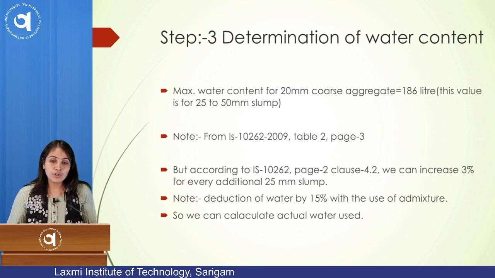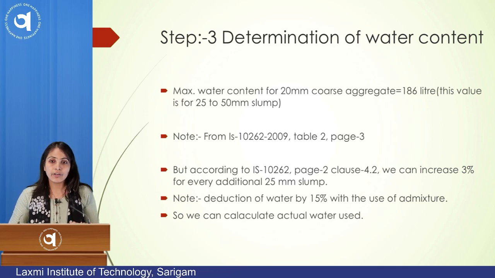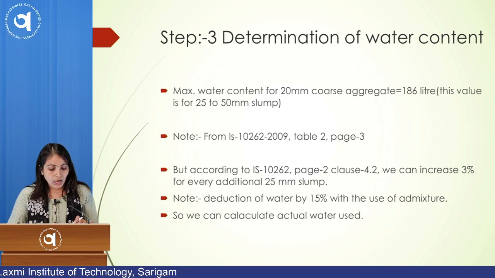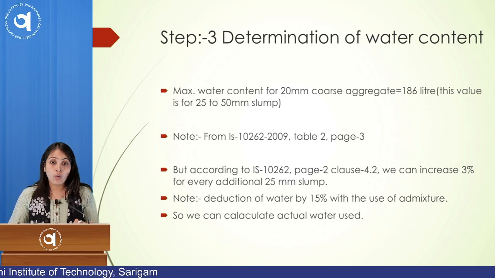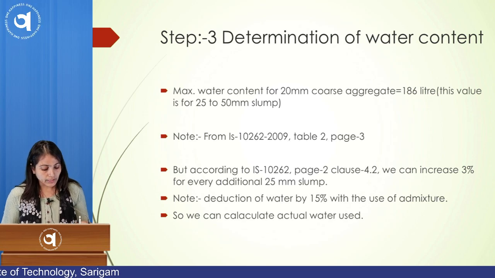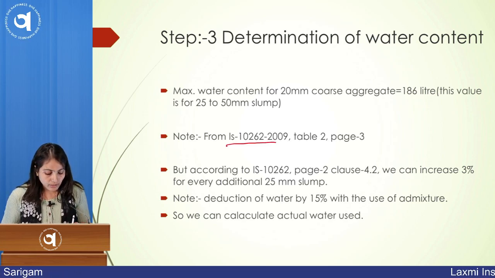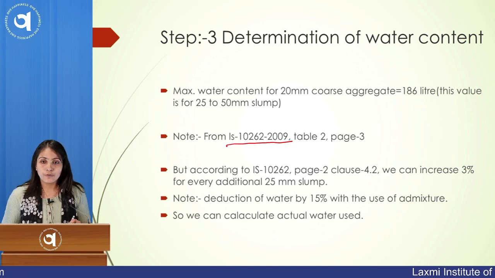Now, the determination of water content. First we got the target mean strength, second we got the water cement ratio, and the third step is to determine the water content. For this you should see two codes based on IS mix design: one is Indian Standard IS 10262:2009 and the other is IS 456:2000, which we have already used in the first and second steps.